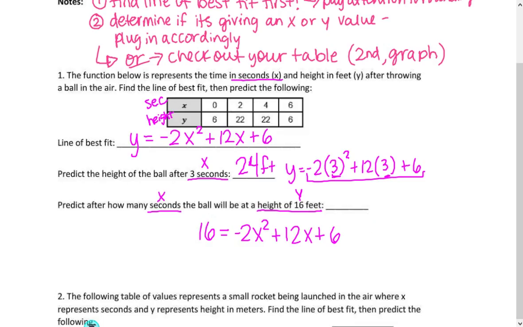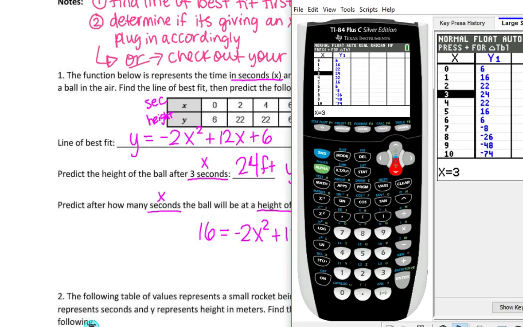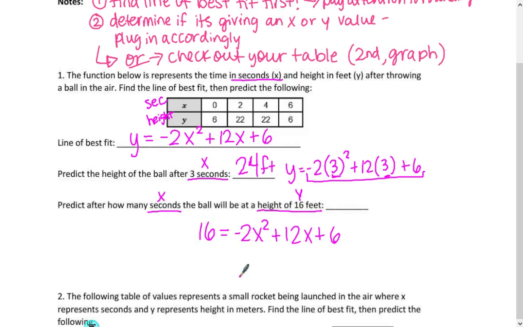But what we're going to do is hop into our calculator, do the same thing, and now we're looking for whenever we see that the y value is 16. And right here I see where y is 16, and that's after 5 seconds. So 5 seconds would be our answer here. So your table is going to be your best friend. First, get your line of best fit, plug it into y equals, and then use that table.